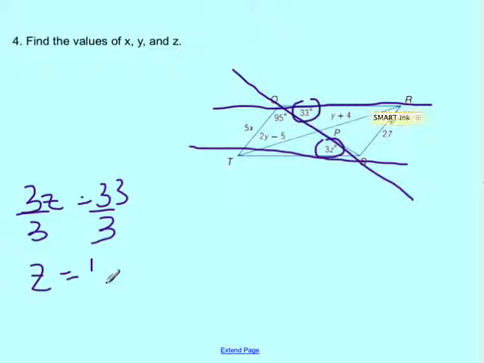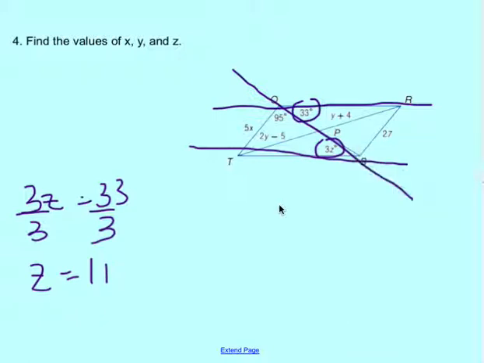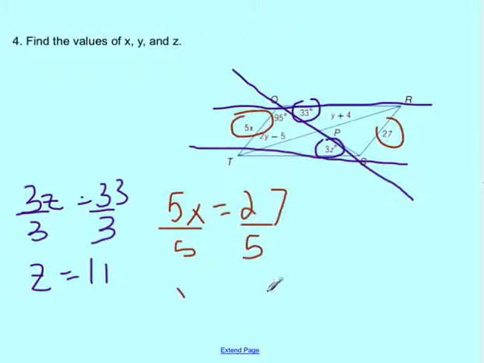Okay, taking a look next, let's take a look at x. So we have those sides. Remember that opposite sides need to be congruent. So 5x needs to be equal to 27. 5x is equal to 27. So to solve for x, we're going to divide both sides by 5, and that gives us that x is equal to 5.4 as a decimal.